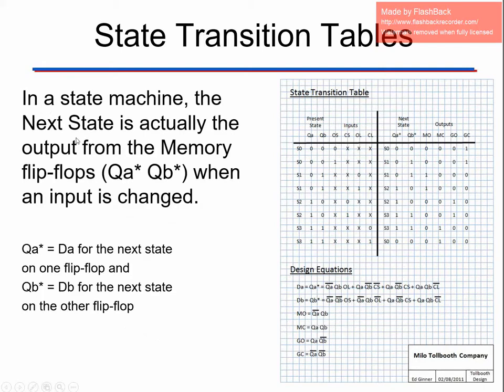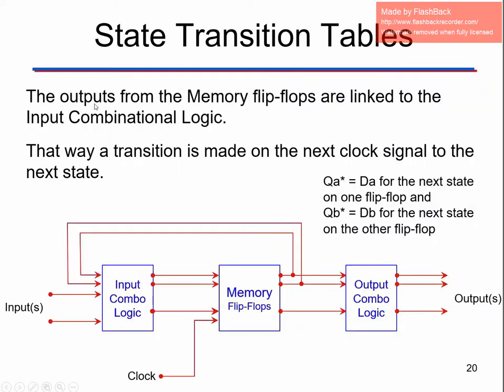So in the state machine, the next state is actually the output from the memory flip-flop, QA, QB, when the input is changed. So DA is the next state for one flip-flop and DB is the next state for the other flip-flop. The outputs from memory flip-flops are linked to the input combinational logic. That way the transition is made on the next clock signal to the next state.